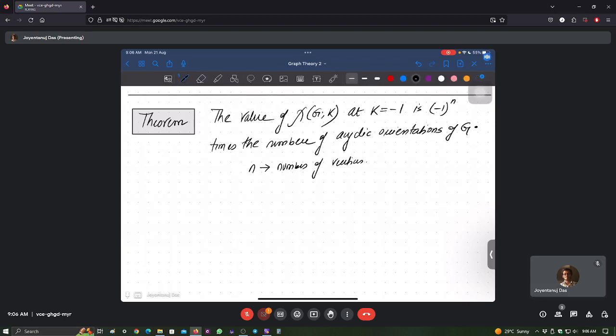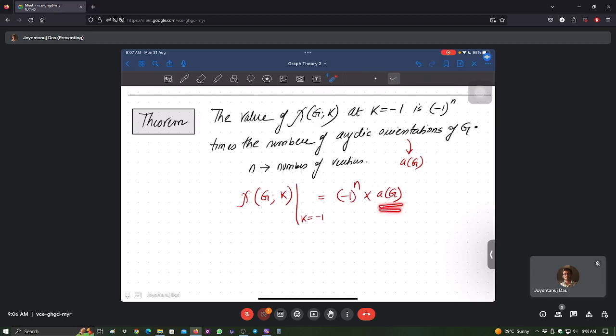The number of acyclic orientations, let us denote by A of G. So the number of acyclic orientations is A of G, right? It is saying the chromatic polynomial of G evaluated at k equals to minus 1 is nothing but minus 1 to the power n times A of G. When n is odd, this will become minus 1, but the polynomial value will also be negative. So that's why this term will always remain positive, or greater than or equal to 0.